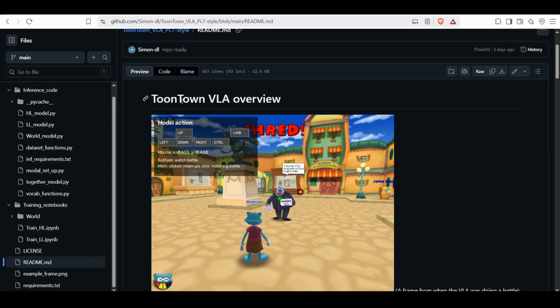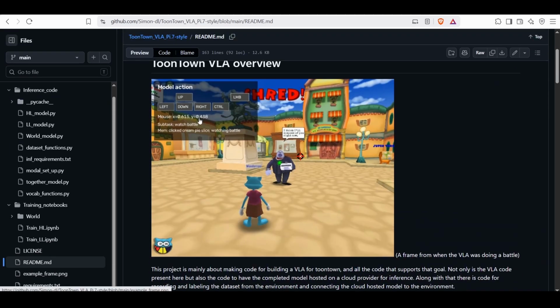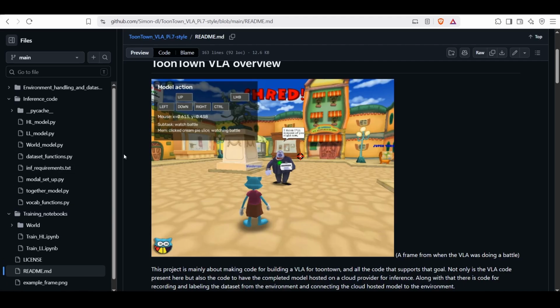But this is my Toontown VLA. I hope you found it interesting. If you want the code, it's all open source. I'll post a link in the description. So please try it out. Generate your own data if you want. I tried to make it pretty environment agnostic, so you can definitely, I think, try this out for any environment you want. You can try it for any games you want. Again, inference might be slow, but there are definitely parts you can improve here.